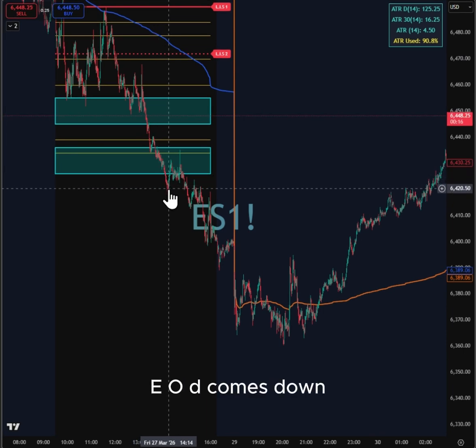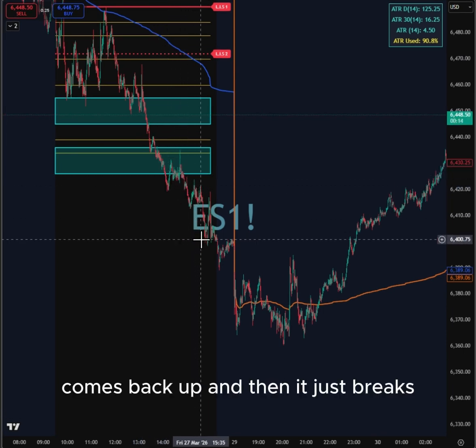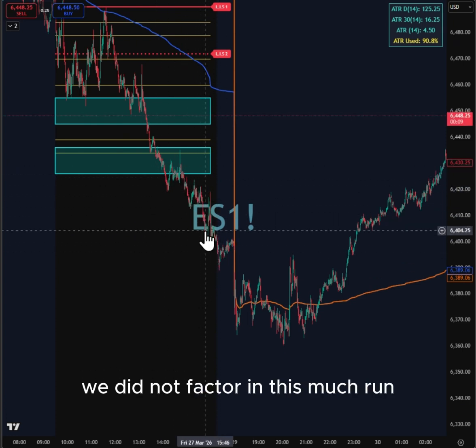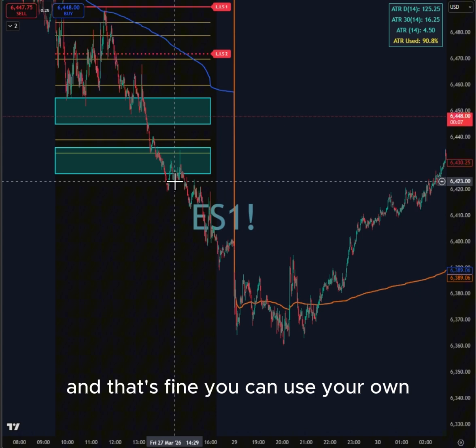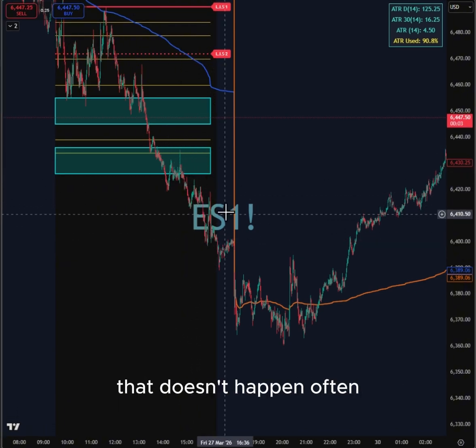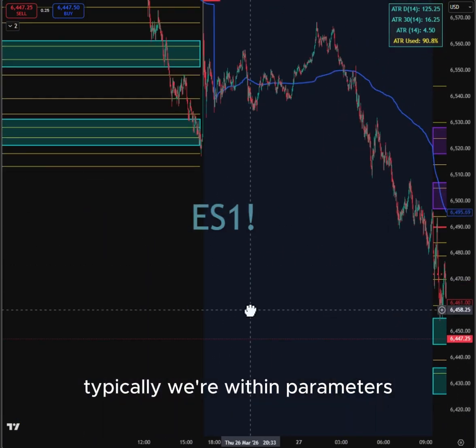Perfect. See, EOD comes out, comes back up, and then it just breaks. Well, this was an aggressive Friday. We did not factor in this much run, and that's fine. You can use your own system levels, whatever, to get the remaining here. That doesn't happen often. Typically, we're within parameters.